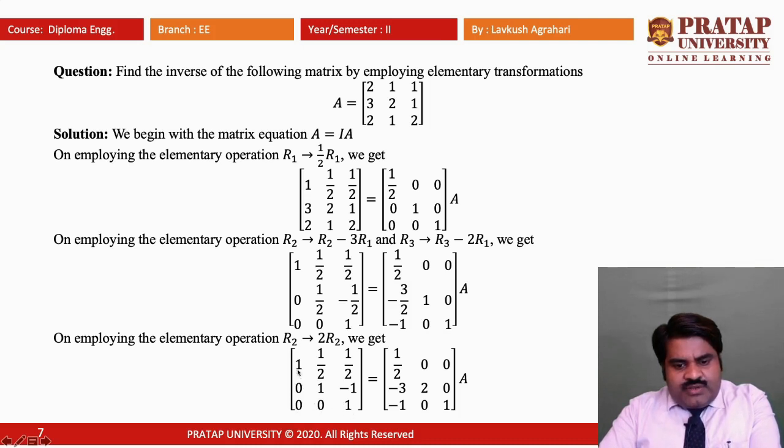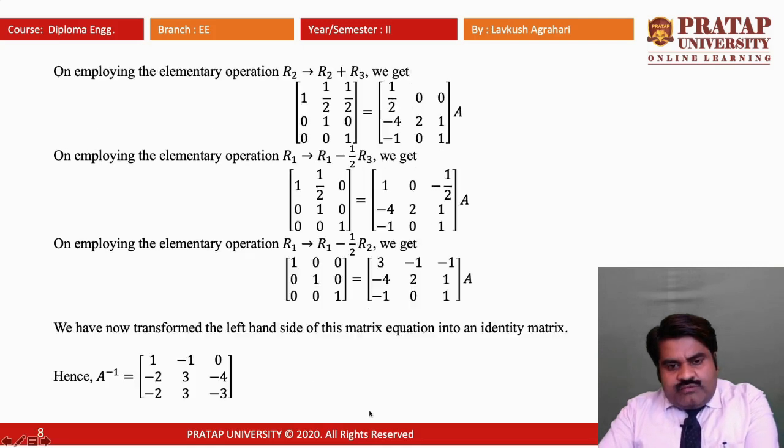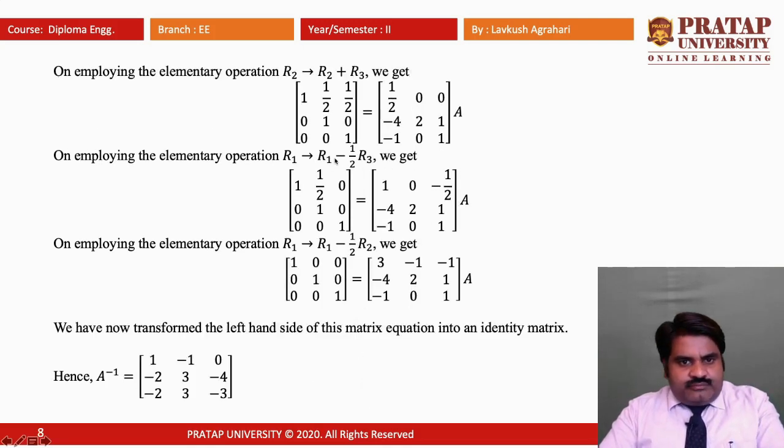Now we can see that the elements lying below the principal diagonal become 0. Now we have to convert the elements lying above the principal diagonal equals to 0. For this, we are going to perform more operations. We perform the operation R2 is replaced by R2 plus R3. By this operation, the element A23 becomes 0. The same operation is reflected in the right hand side matrix. So the elements changed in the second row are minus 4, 2 and 1.